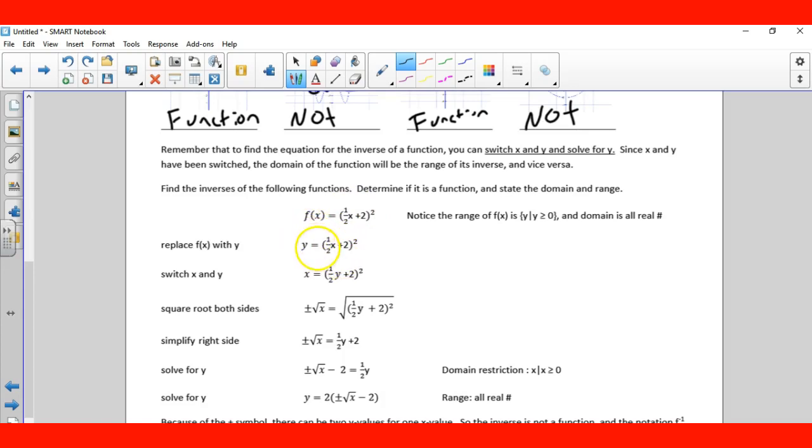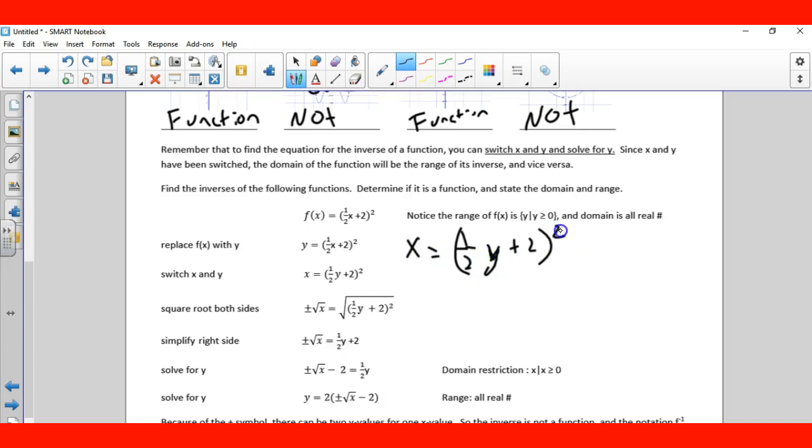All right, if you were to put in your TI-83 or 84, you would say y equals. It's the same thing. But here you go, we have it written in y form. y equals 1/2 x plus 2 squared. The first thing you do is swap x and y like this. So you have x equals 1/2 y plus 2 squared. I'm just reiterating what you see right here. Once you swap x and y, then you are going to solve for y.